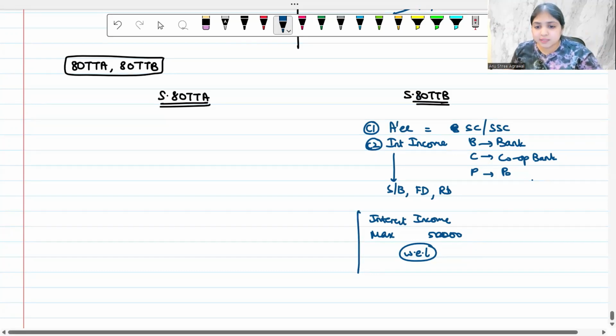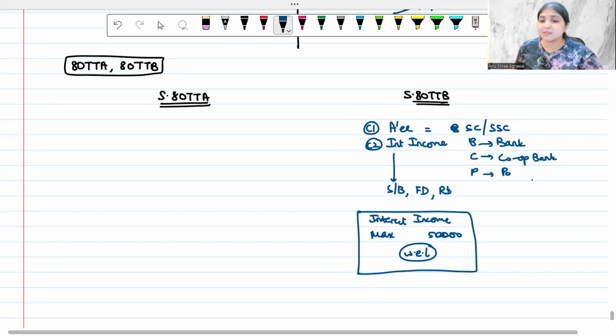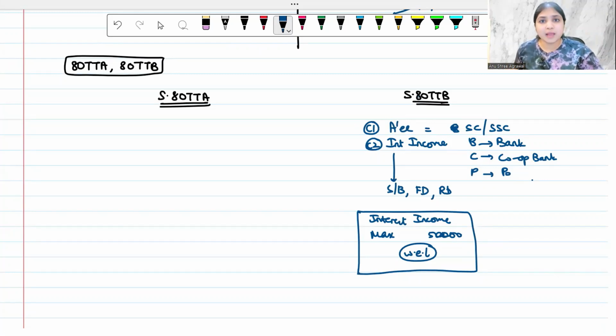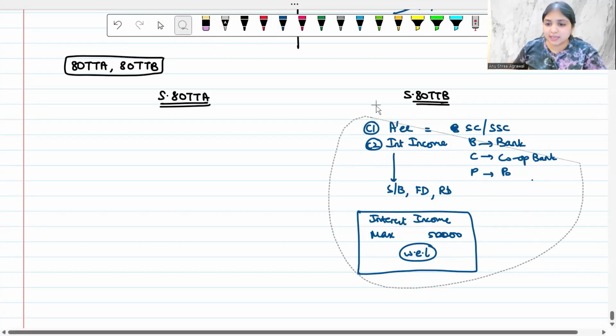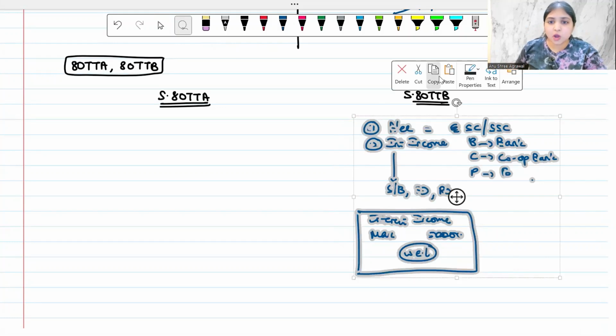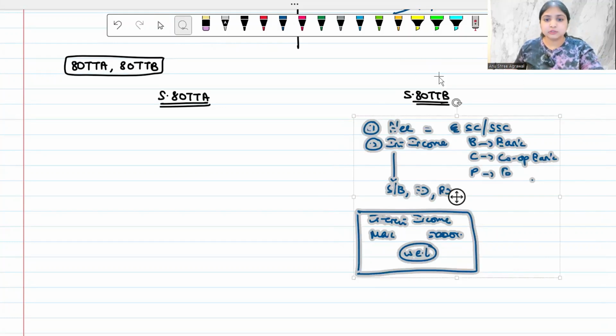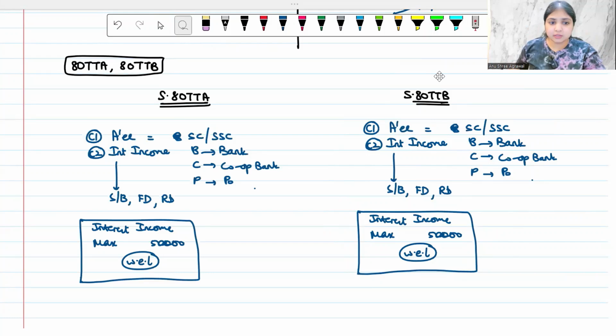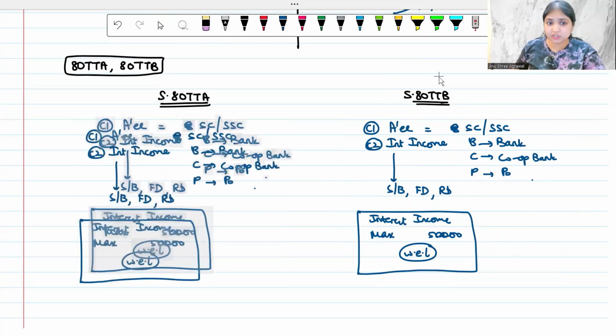Now, whatever interest income the assessee has earned, that interest income, subject to a maximum of 50,000, is going to be allowed under section 80TTB. Okay, so 80TTB is all about interest income. Now coming to section 80TTA. I'll first copy the same thing as it is so that you can see exactly where the differences are between these two sections.